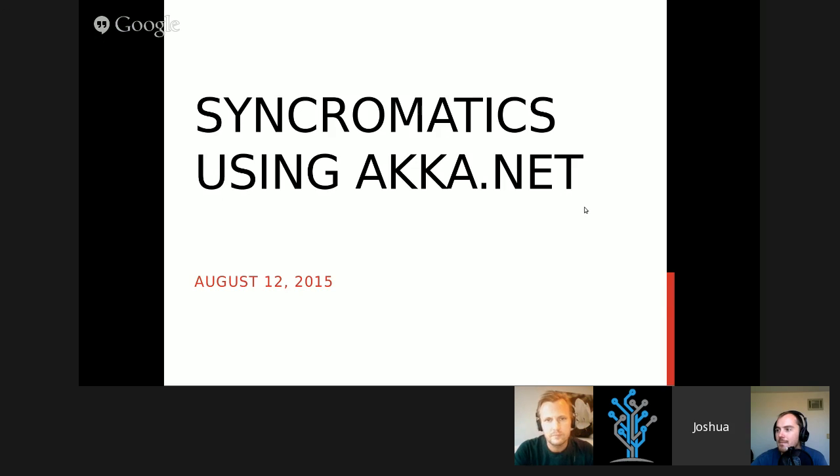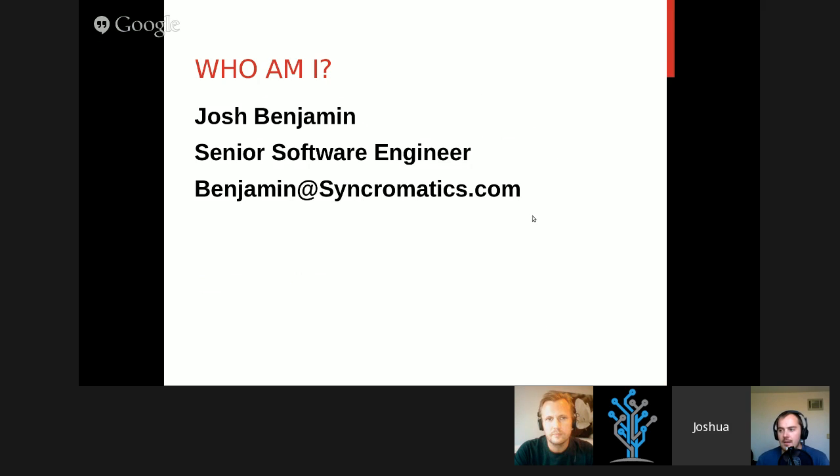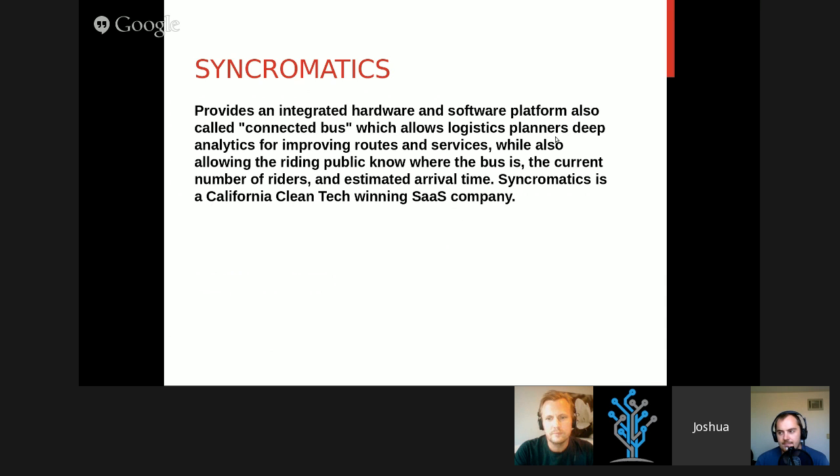Okay. Can you see that all right? Yep, looks good. Okay, awesome. So a little bit about who I am. My name is Joshua Benjamin. I'm a software engineer, and I work at Synchromatics. What we do is we provide real-time and historical analytics on public transit. So we track public buses and get data out of that, such as stop times, are they adhering to their schedules, where they were, a lot of cool stuff.